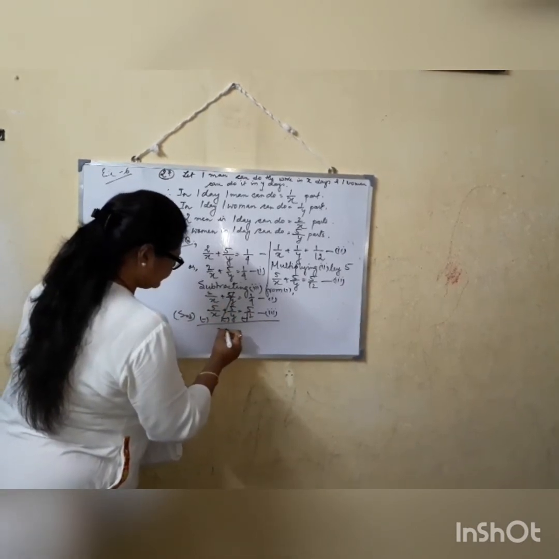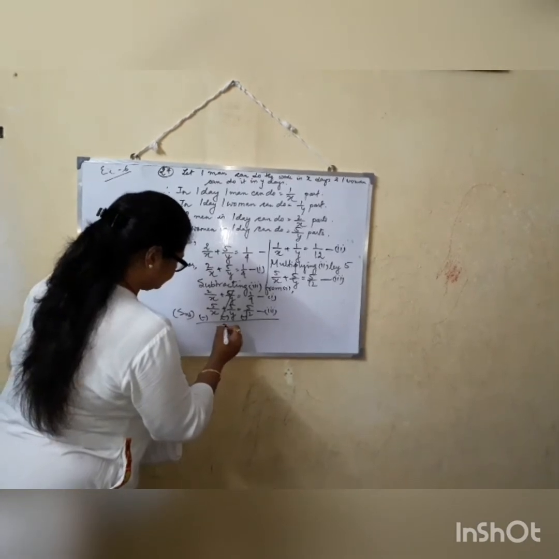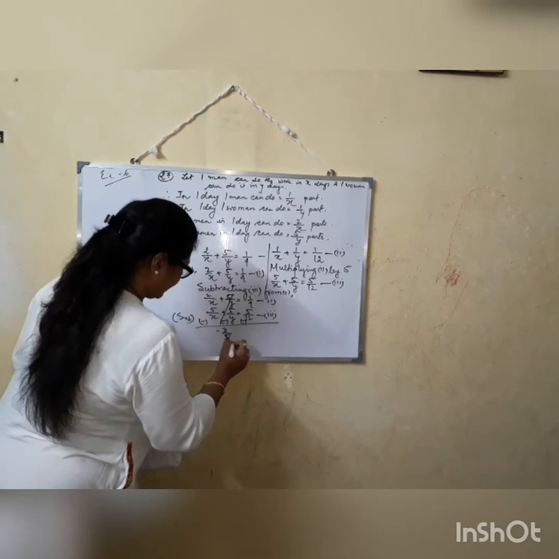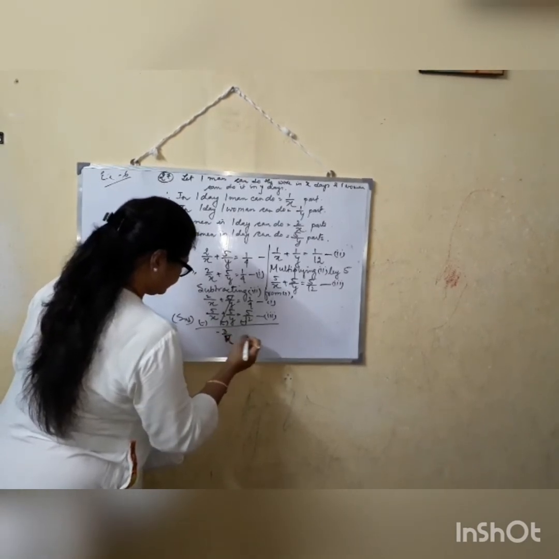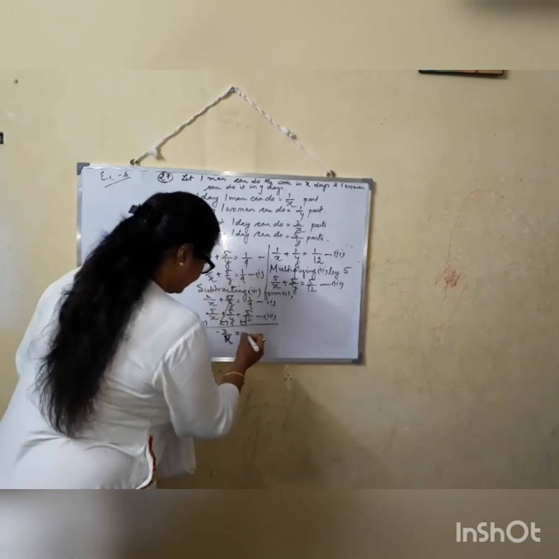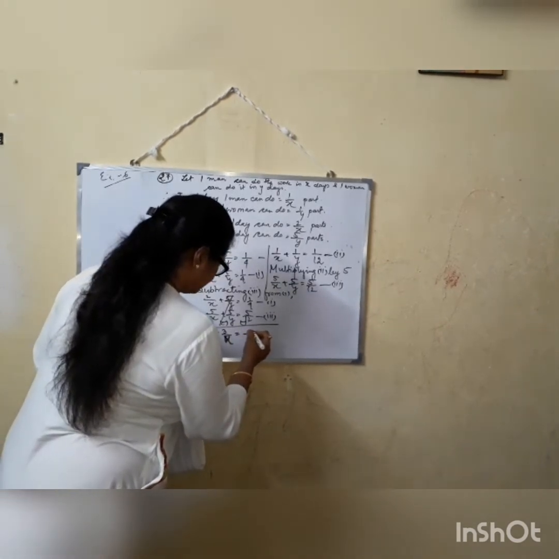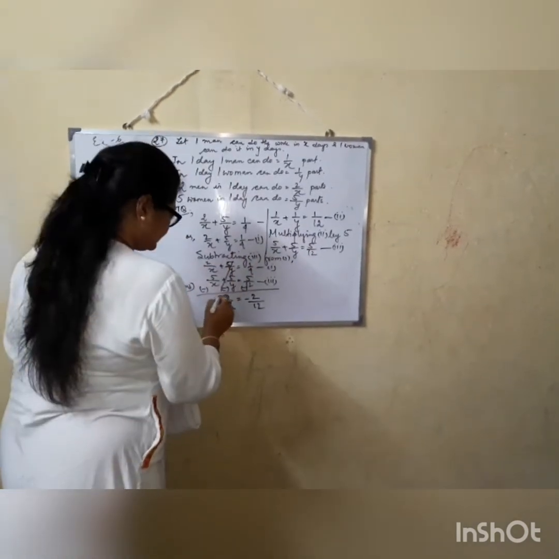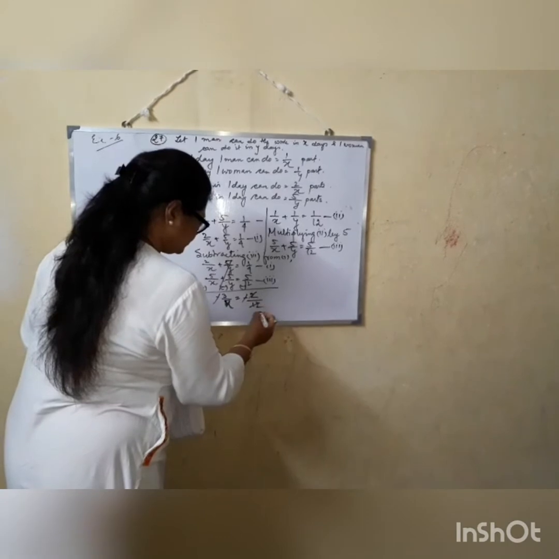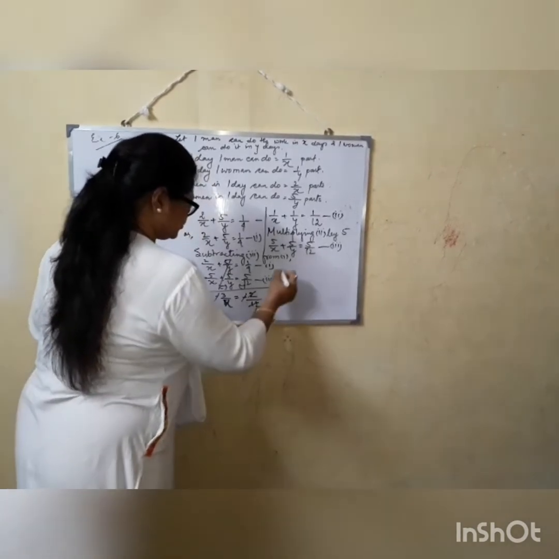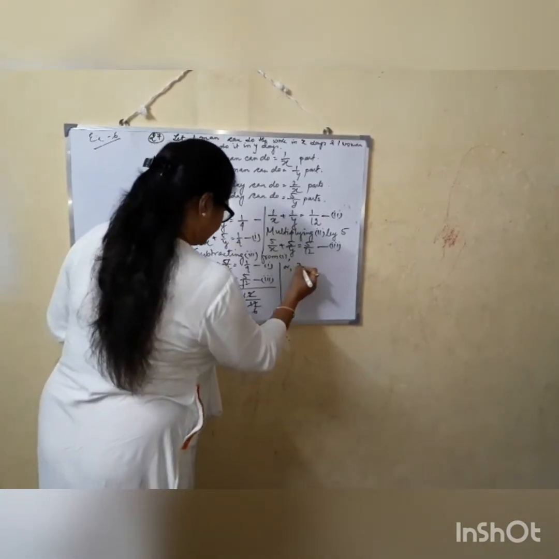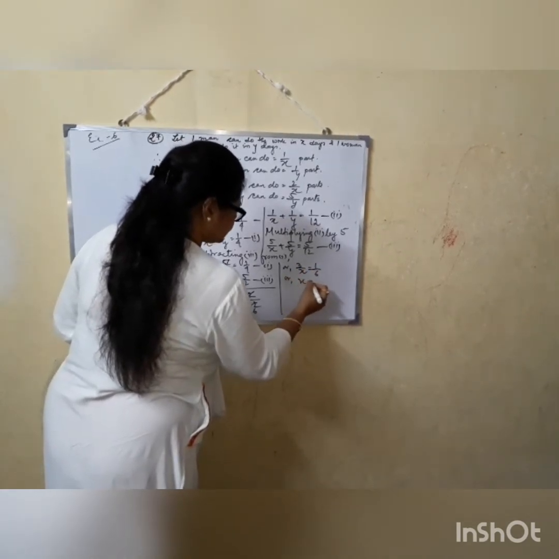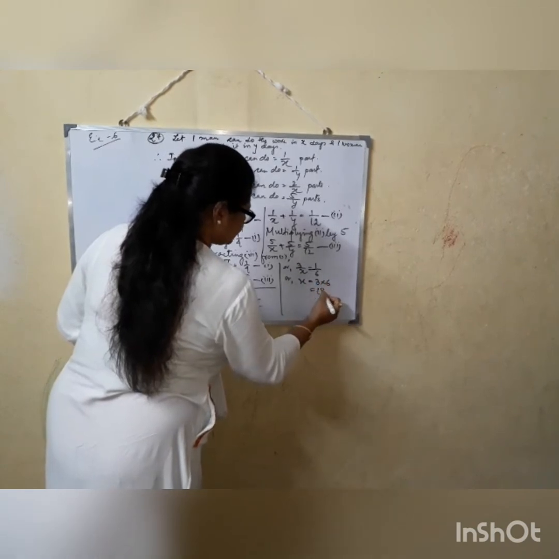We get minus 3 by x, and this side we get minus 2 by 12. Okay, so minus minus cancels out, 2 by 12 is 1 by 6, so we are getting 3 by x equal to 1 by 6, or x equal to 3 into 6, that is 18 days.